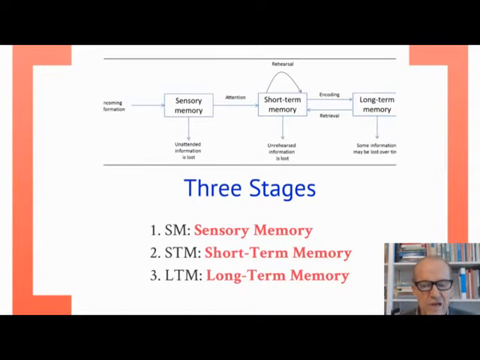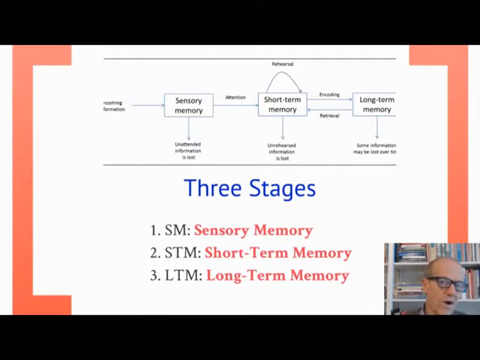And the end station is basically long-term memory. So the information enters the system through the senses, through sensory memory. Then by paying attention to it, it is brought to short-term memory, and then by the process of encoding, it's transferred into long-term memory, and there it stays and can be used for future purposes. Okay, so that's the basic original idea by Atkinson and Shiffrin.